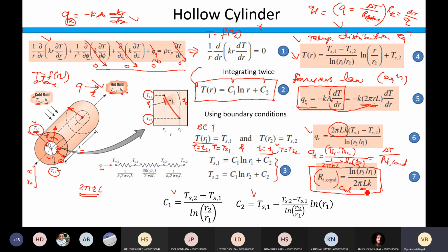Correct? Sorry, sir. Can you repeat the question? What is the thermal resistance in case of slab, plain slab? Is it L by KA? Yes, sir.